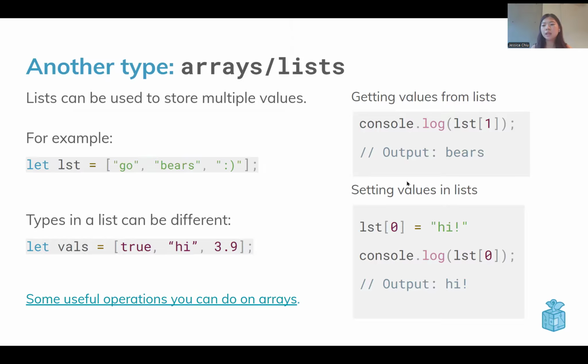Okay. If you want to set values in the list, you use the same syntax, but then you set that equal to a new thing. So you can see we do the same thing. We do the name of the list, bracket, the index, and then set it equal to whatever you want.